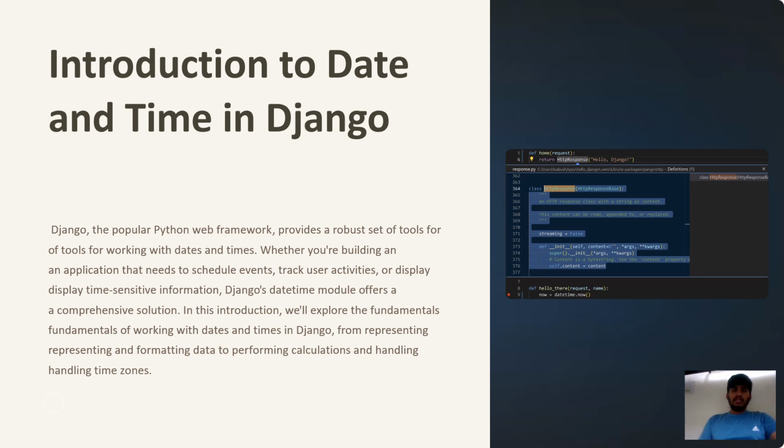Django, the popular Python web framework, provides a robust set of tools for working with dates and time. Whether you are building an application that needs to schedule events, track user activities, or display time-sensitive information, Django's datetime module offers a comprehensive solution. In the introduction, we'll explore the fundamentals of working with date and time in Django: representing and formatting data, performing calculations, and handling time zones.